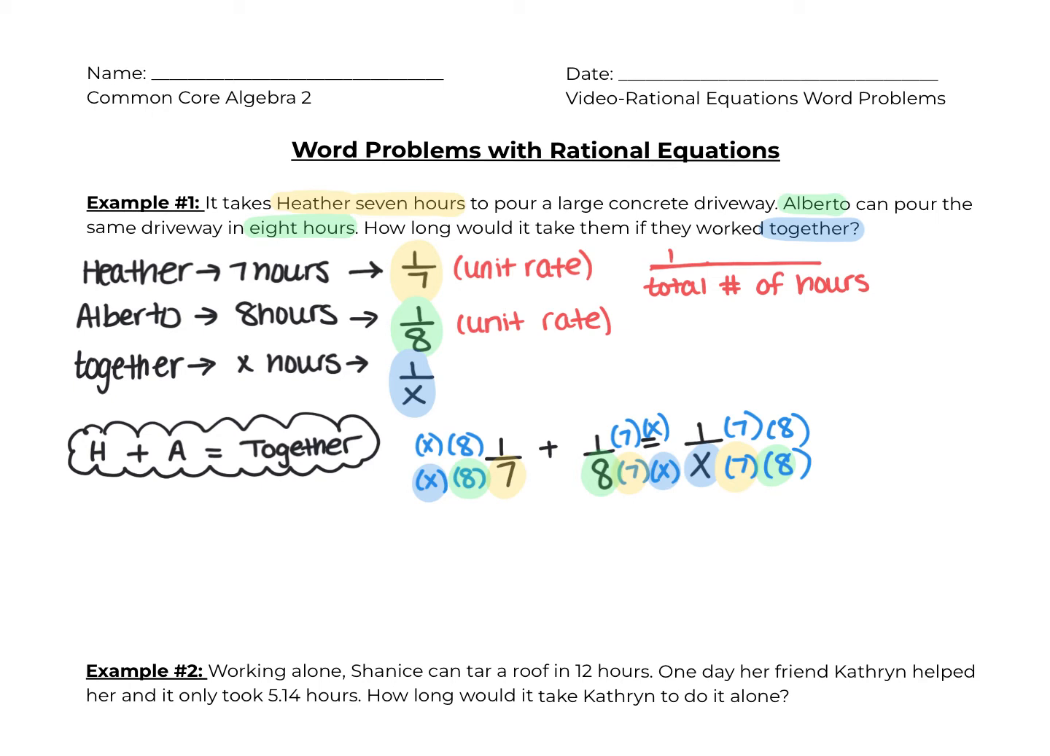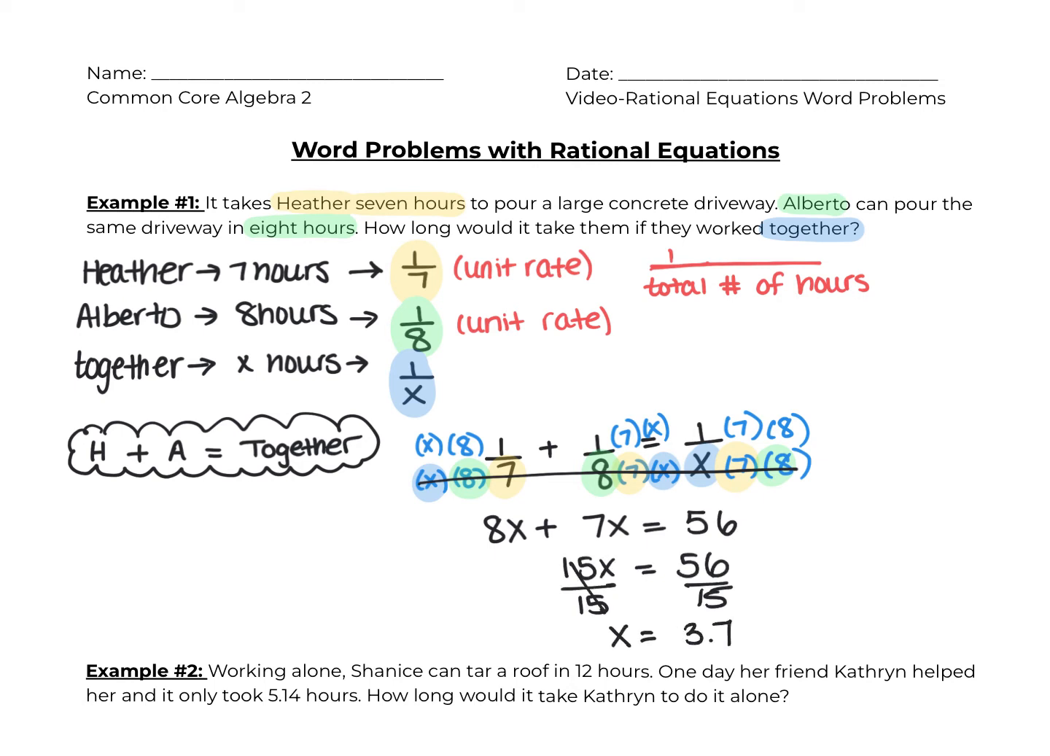So once you have that common denominator, you can cross it off, and we can set the tops equal. So 8 times x times 1 is just 8x. And then bring down the plus. 7 times 1 times x is just 7x. And 7 times 8 times 1 is just 56. So now we're just going to solve this equation. 8x plus 7x is 15x, and 56 stays 56, and to solve, we'll just divide by 15. So we get x equals approximately 3.7. So we'll say 3.7 hours.